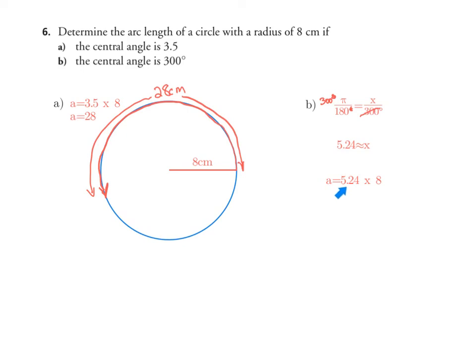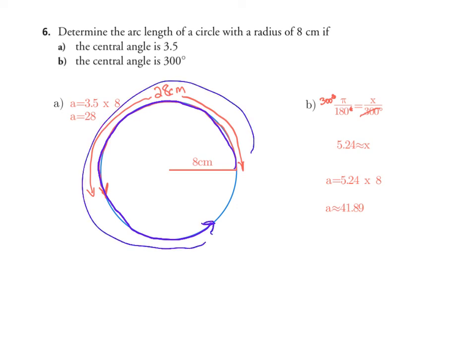And I'm not going to be silly and just put 5.24 times 8. That would be way too much rounding. So I'm going to take the number that's already in my calculator that's not rounded and multiply that by 8, and I will get approximately 41.89. So if we have 300 degrees, which is 60, 120, 180, 240, 300 degrees all the way around here, that arc length is going to be about 41.89 centimeters.